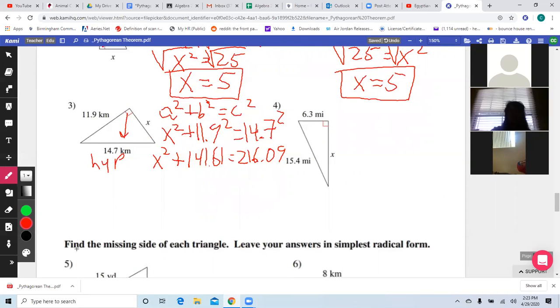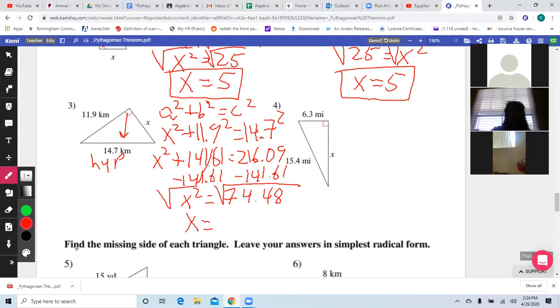Now I'm going to solve for x. So we need to subtract 141 from both sides. Once again, you could just use your calculator here. If you subtract that, you get 74.48. And then once again, you're just going to square root both sides. And if I take the square root of 74.48, you get around 8.6.